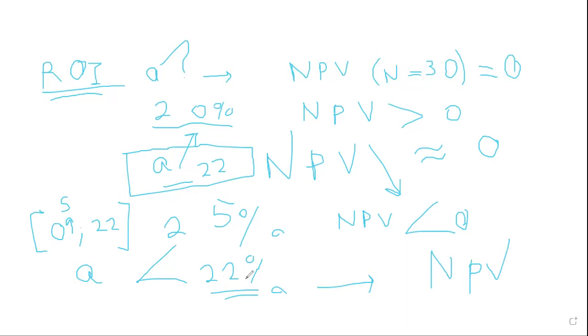However, if you have the ROI very small, then this is very bad. And if you get ROI 5%, this means that A should only be between 0 and 5% to have positive NPV. So for any discount rate out of this range, of course, I will get negative NPV and my project will be, of course, not profitable.